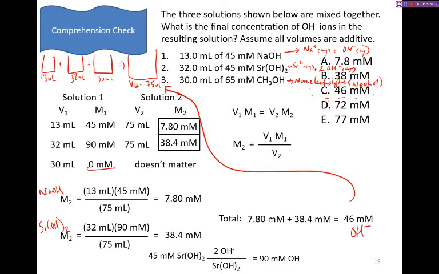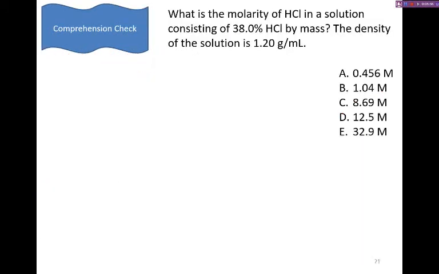Okay, let's try the next one. This is asking us to calculate the molarity given a 38.5% by mass hydrochloric acid solution and a density provided. Pause the video and try this on your own.